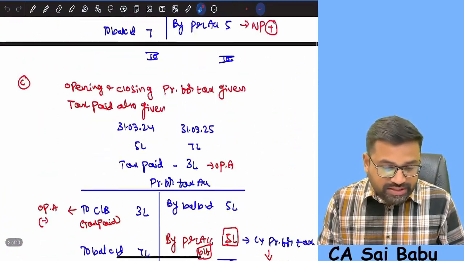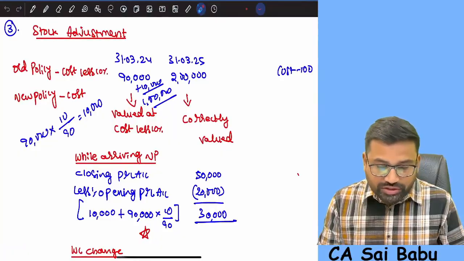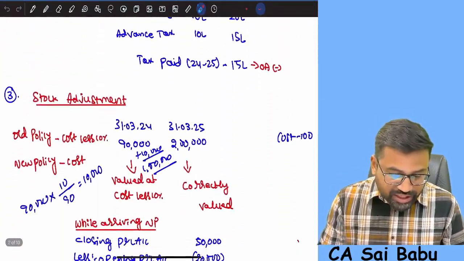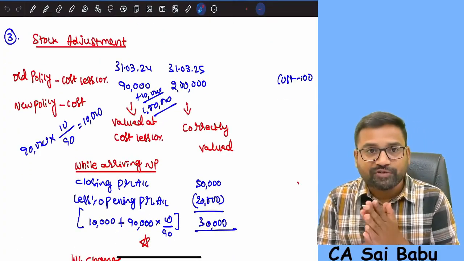So this is the second adjustment, sir, stock adjustment. Now tax adjustment, sir, we have completed. Now next one, stock adjustment, sir. Sir, what is this stock adjustment? Listen to me carefully, sir. Very, very important.